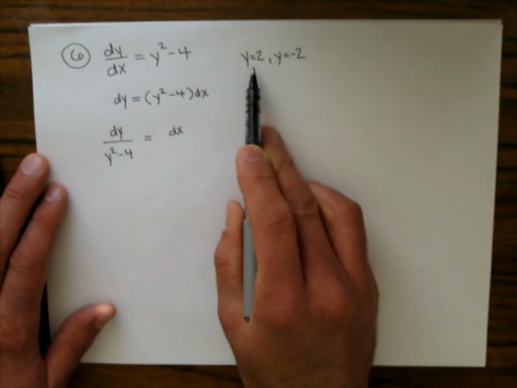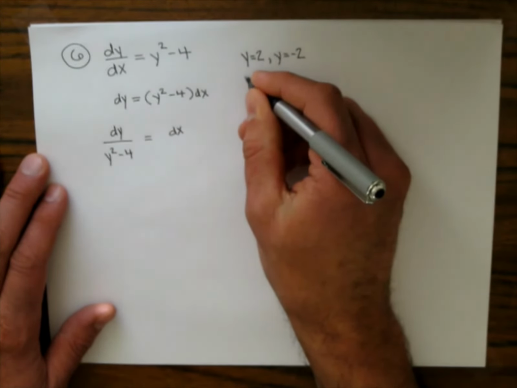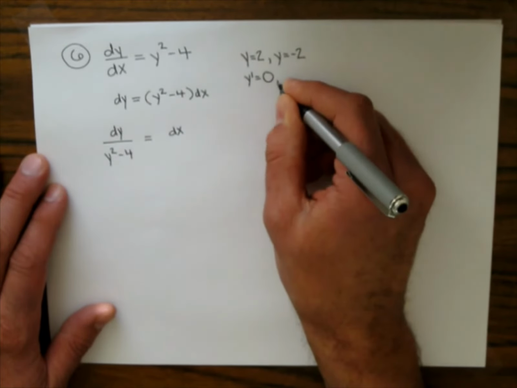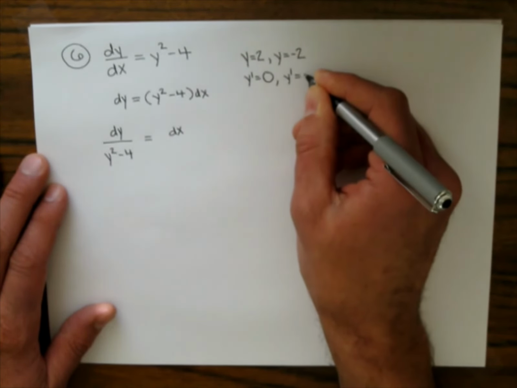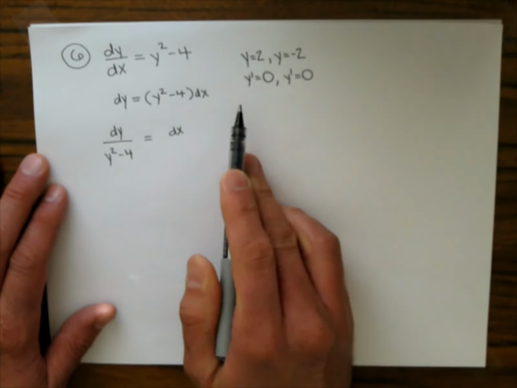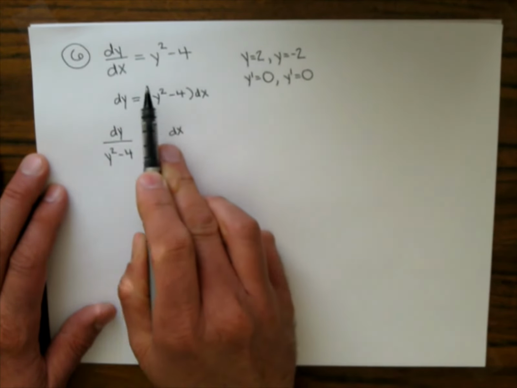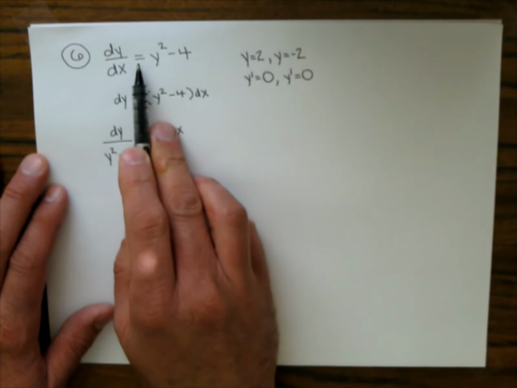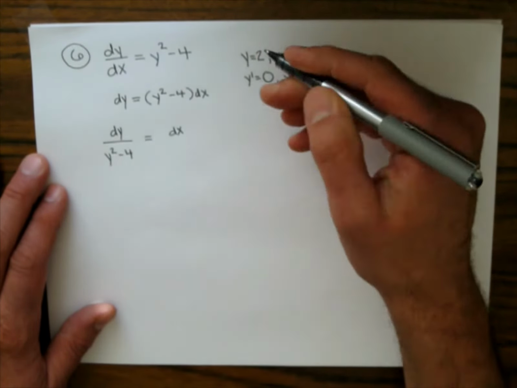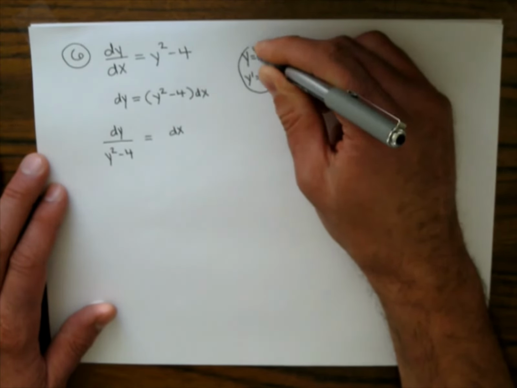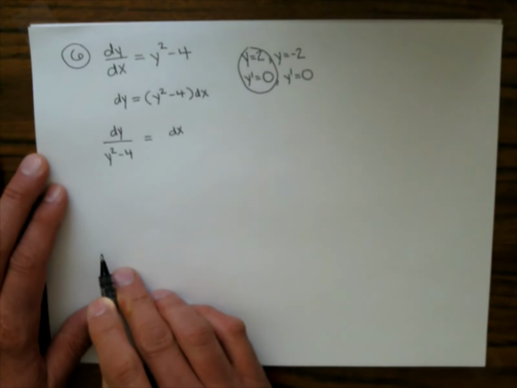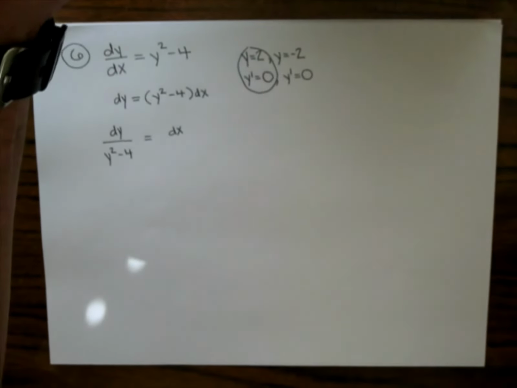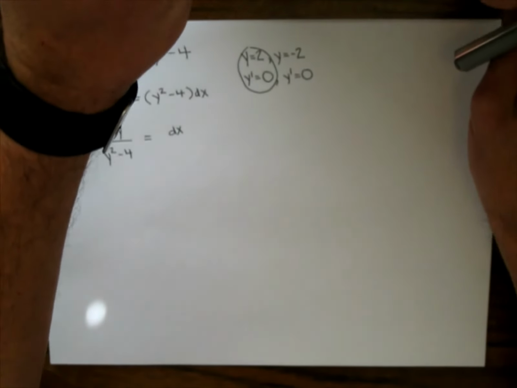So are they even solutions? Let's go ahead and take their derivatives. y prime equals the derivative of a constant, which is 0. So let's put y equals 2, y prime equals 0 into this equation. Remember, dy dx is y prime, so I have 0 equals 2 squared minus 4. So this guy right here is a solution. Now, the one right here, let's see if, oh yeah, no, we definitely don't.